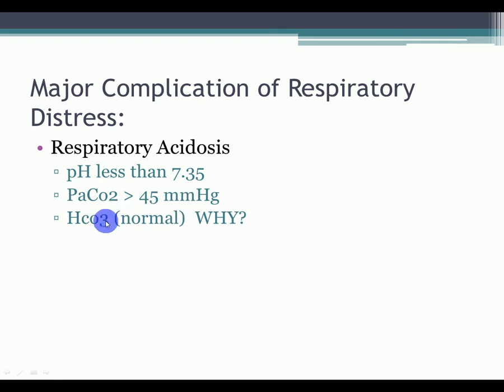Now, a lot of times when you check this, sometimes you're going to check the bicarbonate, it's going to be normal. Why would it be? Well, if it's not had time to compensate yet, if you'll remember, the kidneys take hours to days to compensate. They don't get right on board like the respiratory system when it's in trouble. So that's why, because it takes longer for them to compensate.